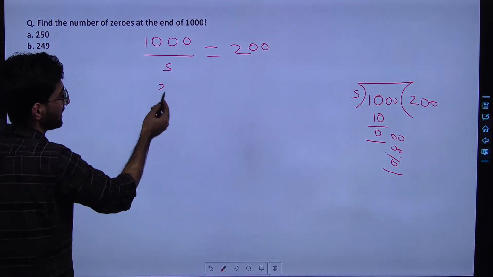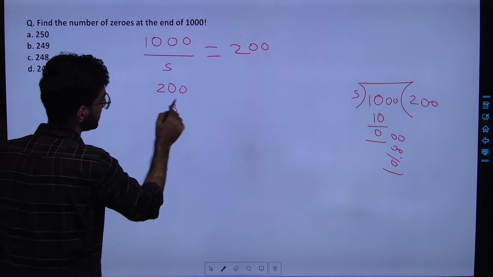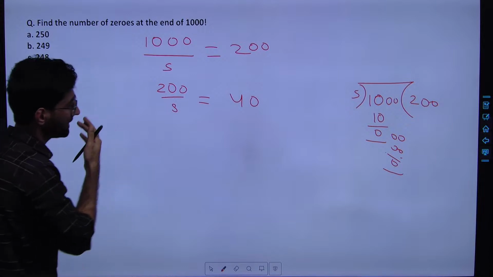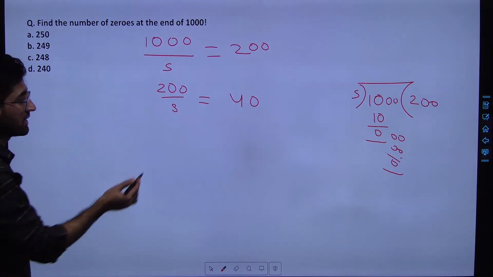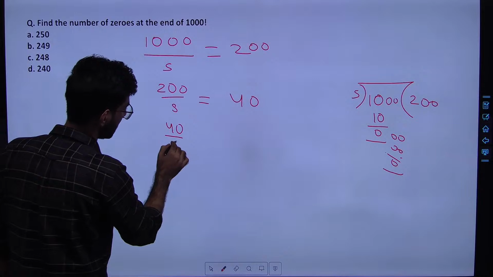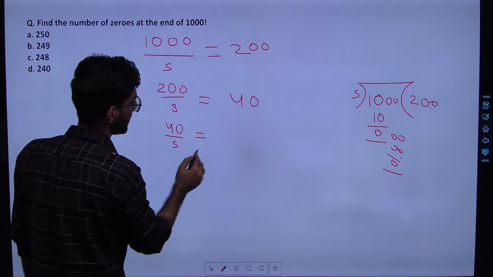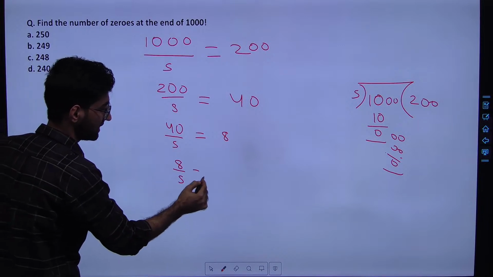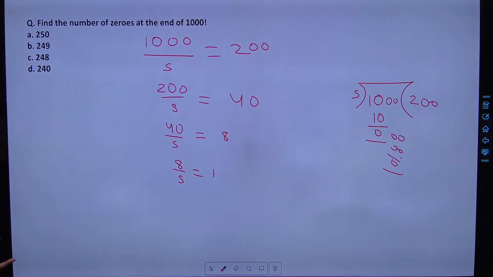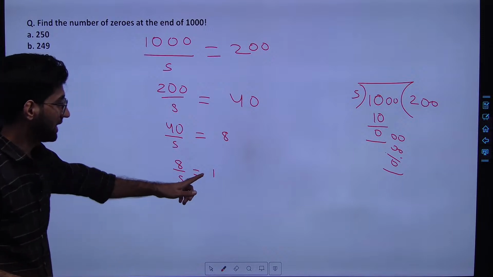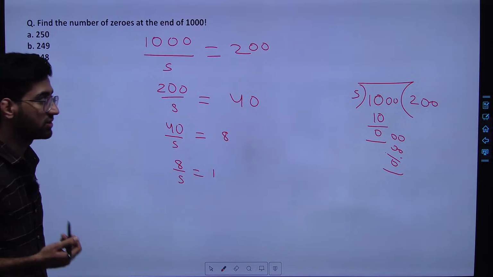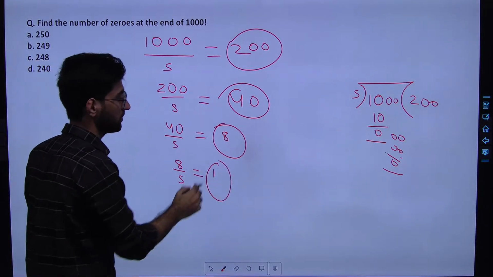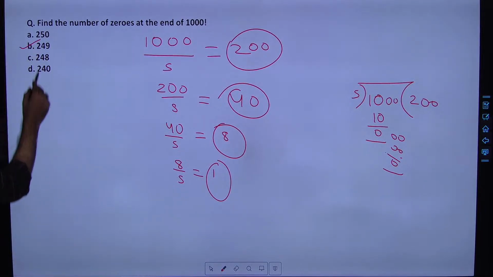Can we divide 200 by 5? Yeah, we can divide it. If you divide 200 by 5, you will get 40 as quotient, right? Can we divide 40 by 5? Yeah, if you divide 40 by 5, you will get quotient as 8, right? Can you divide 8 by 5? Yeah, the quotient will be equal to 1. So can you divide 1 by 5? No, you can't divide. So 200 plus 40 plus 8 plus 1, the answer will be equal to 249.